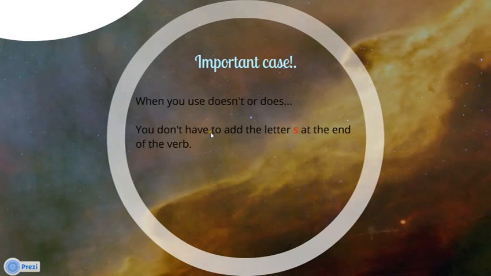Important case. When you use doesn't to write negative sentences with the third person form, or does to make questions, you don't have to add the letter S at the end of the verb, okay? You write the normal verb.